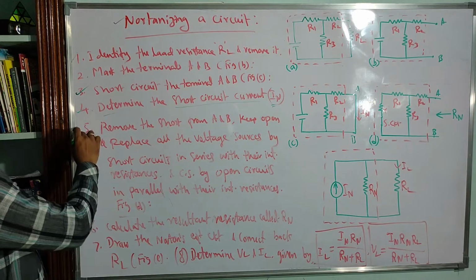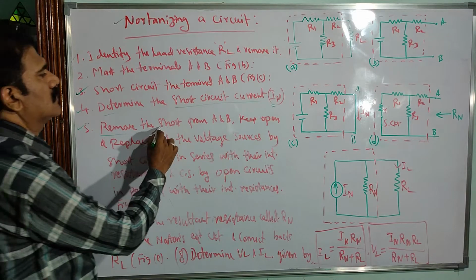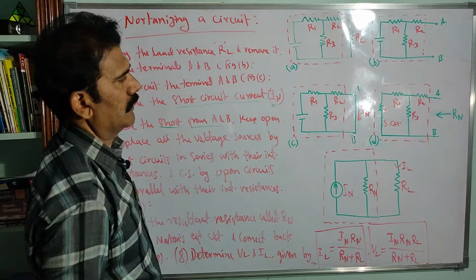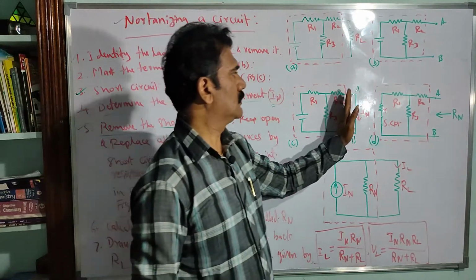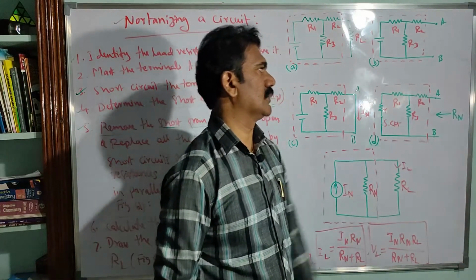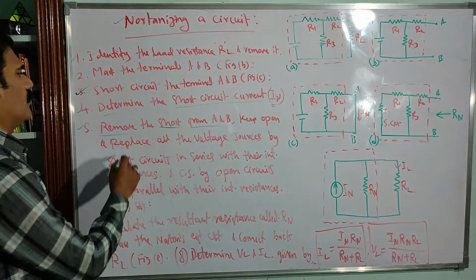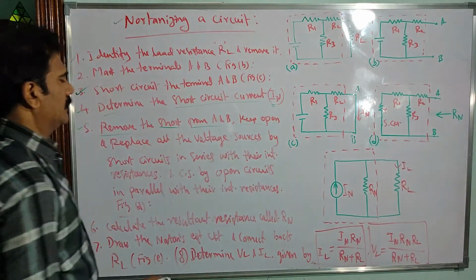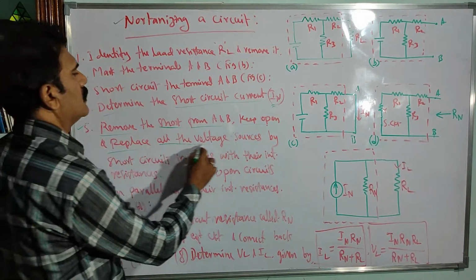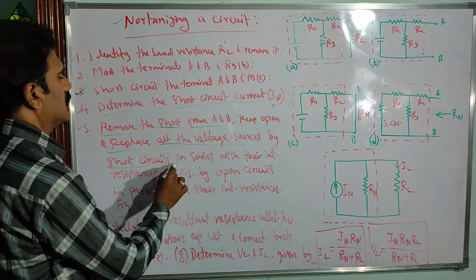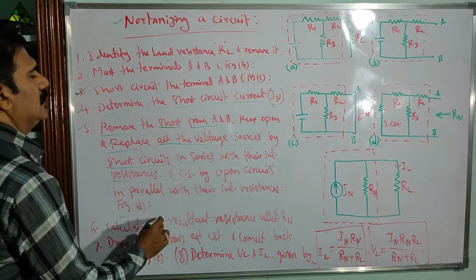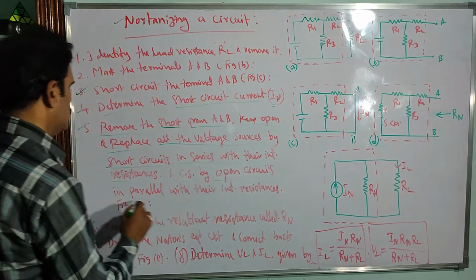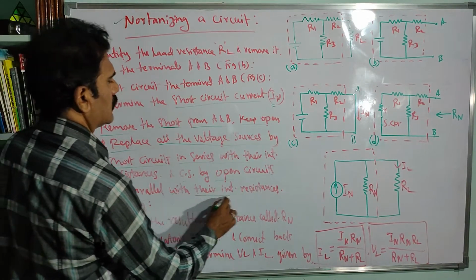Okay, what is the next step? Remove the short from A and B. Once you know the current through A and B, remove the short circuit. Keep the terminals open and replace all the voltage sources by short circuits in series with their internal resistances and current sources by open circuits in parallel with their internal resistances.